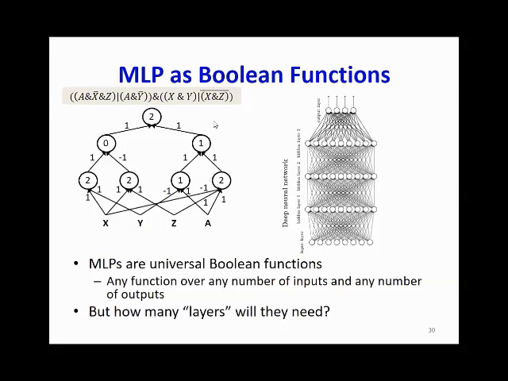It's a deep network. If I had a more complex function of a larger number of inputs, how many layers would my MLP need to have to compute it? How does the depth of the network relate to the complexity of the Boolean function that it computes?